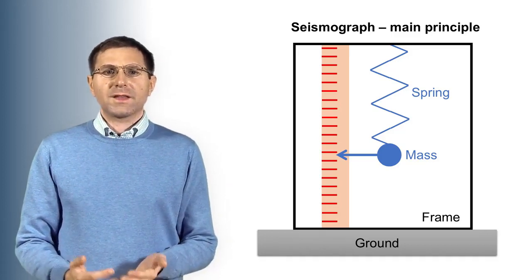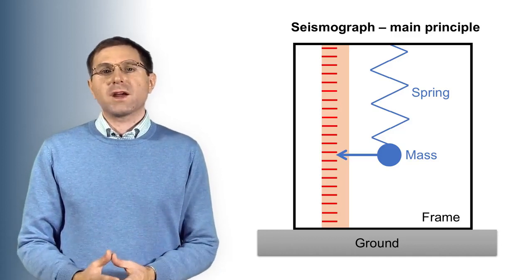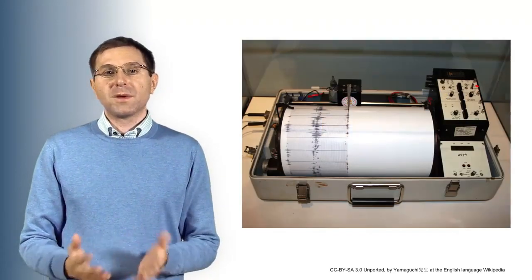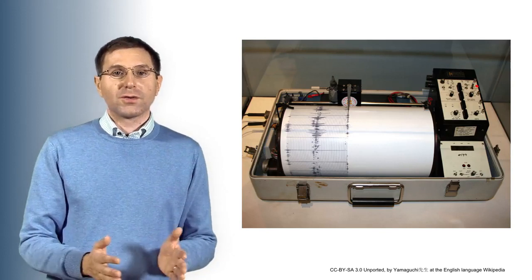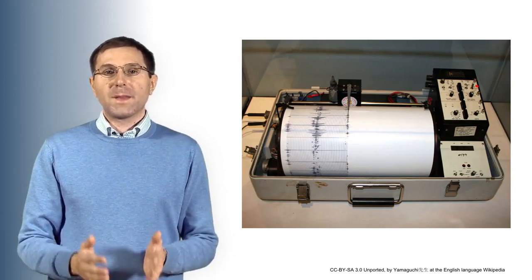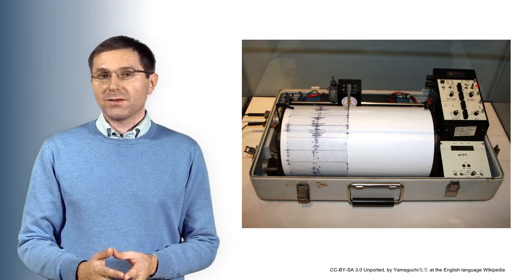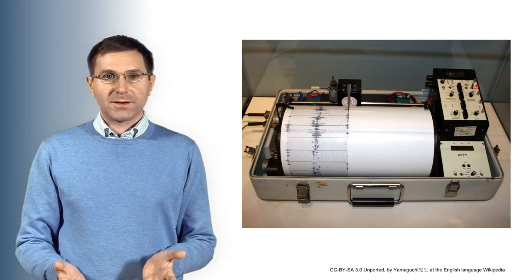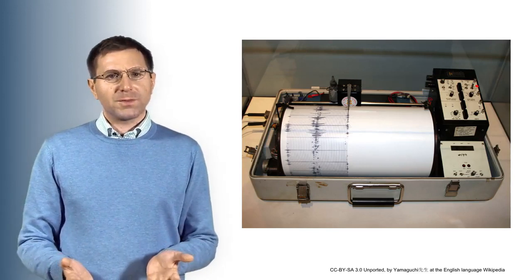Such movement can then be, for example, recorded on a rotating drum attached to the frame and a pen attached to the mass. Similar systems can be designed also to measure horizontal ground vibrations, therefore enabling us to measure three-dimensional components of a seismic event. This is how a classical seismograph looks like. But what would such an instrument actually record?